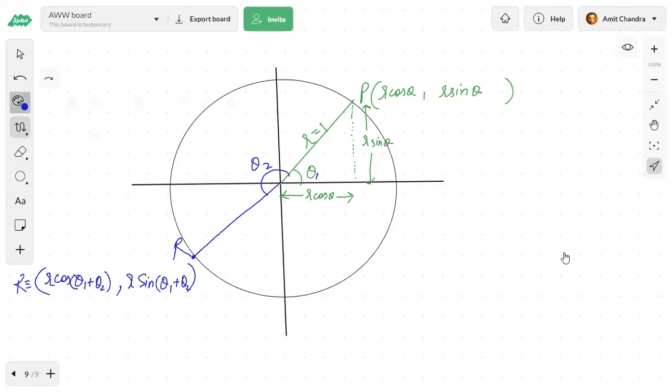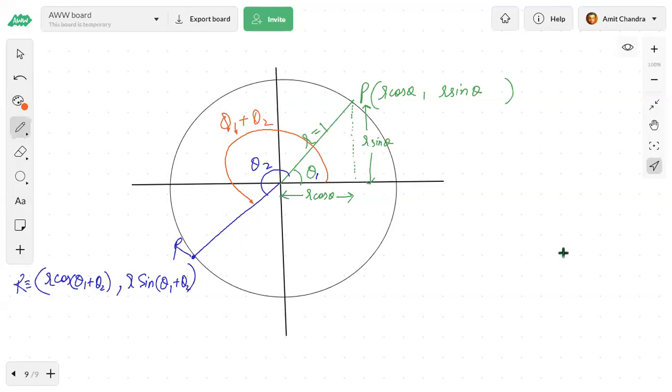From here till here, the total angle is theta 1 plus theta 2, right? So similarly, I can write the coordinate of this point: this coordinate will be R cos of theta 1 plus theta 2, R sin theta 1 plus theta 2, right?